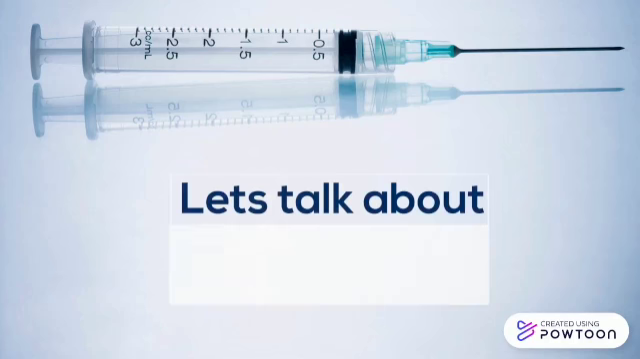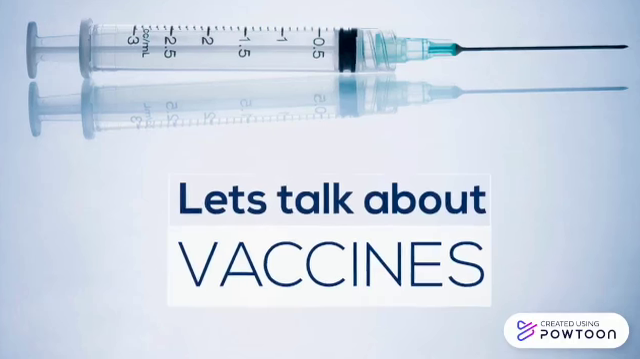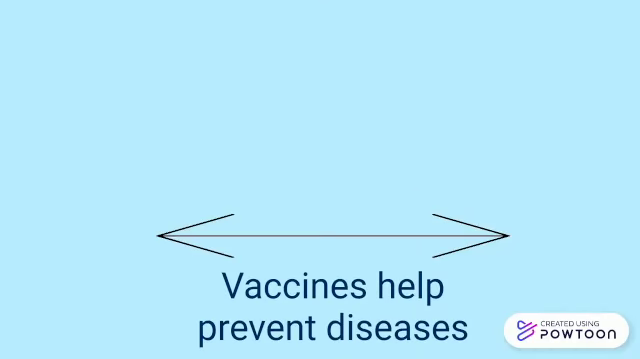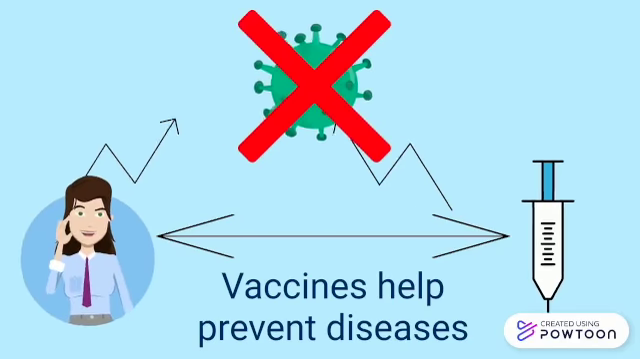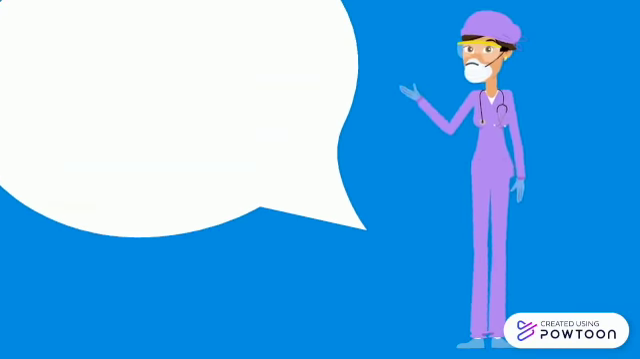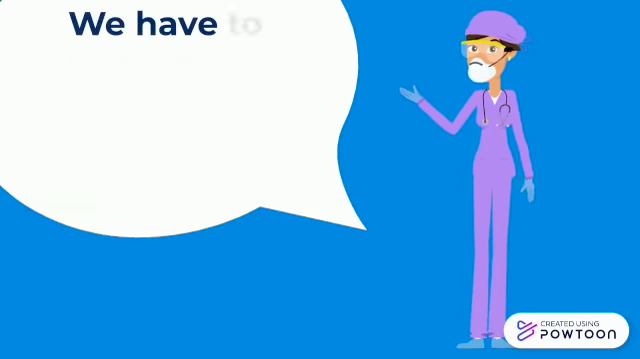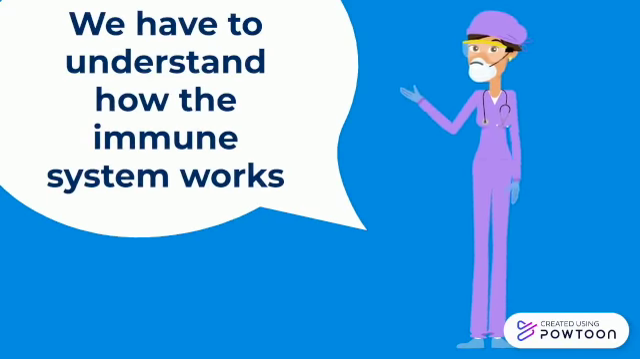Let's talk about vaccines. Vaccinations help prevent the infection and the spread of different diseases. But before we can understand how vaccines work, we have to understand how the immune system works.